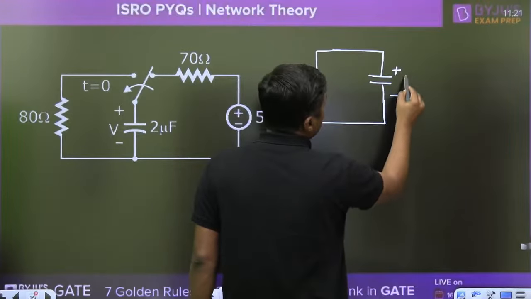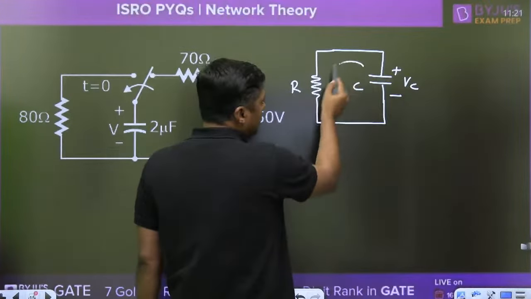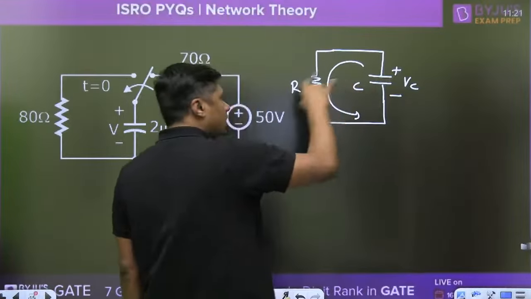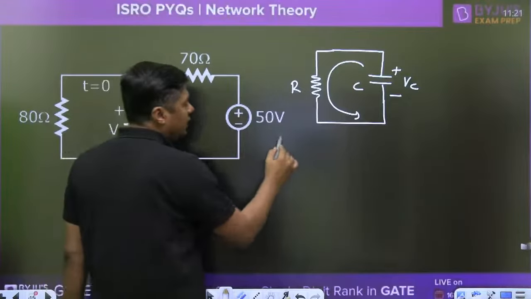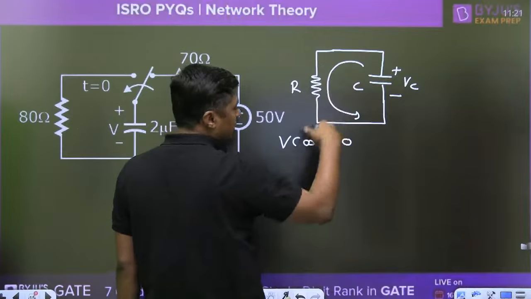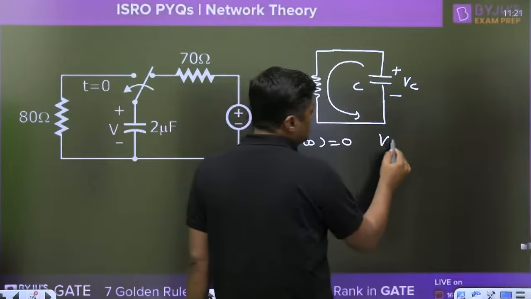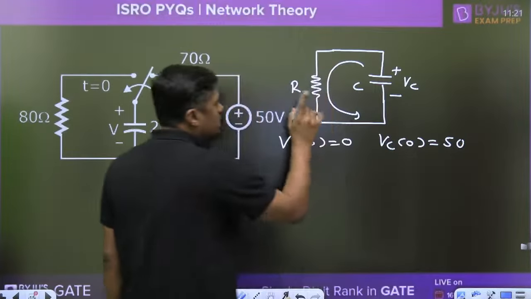This is plus, this is minus, this is VC, this is R, and this is C. Now the current will flow in this direction and the capacitor will discharge. So what is the final value? 0, because finally there is no source, that's why the final value is 0. And what is the initial voltage across the capacitor? 50 volt.